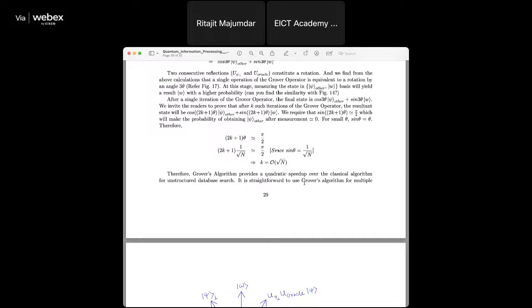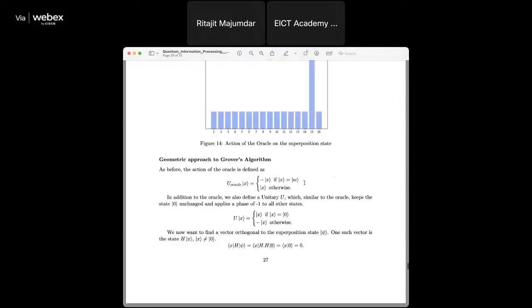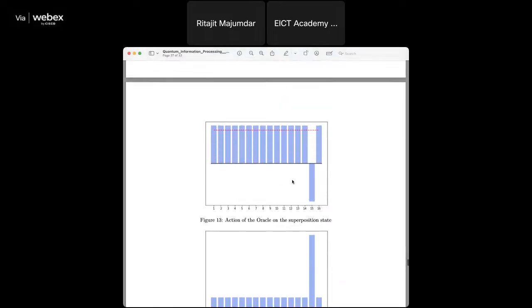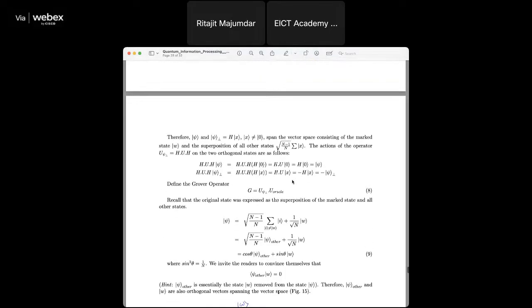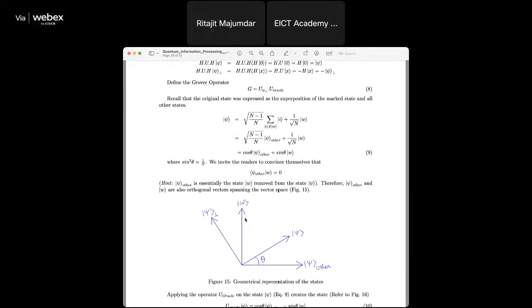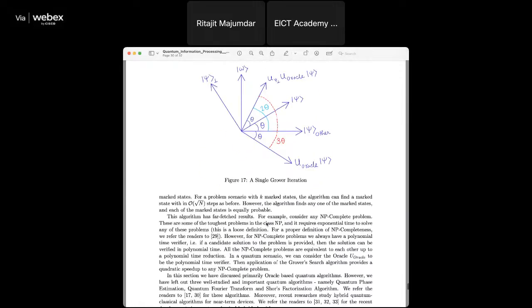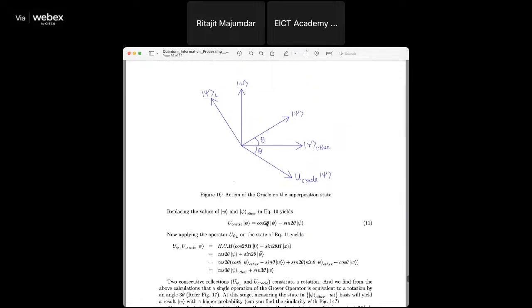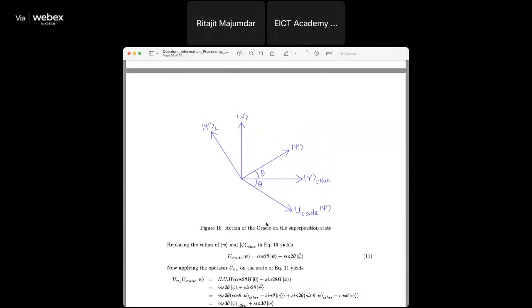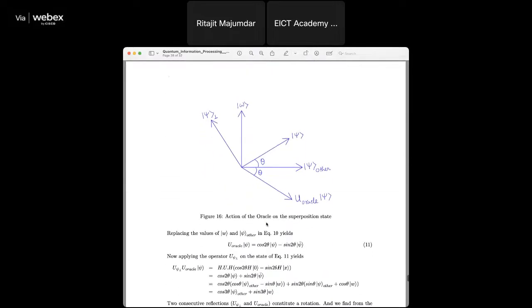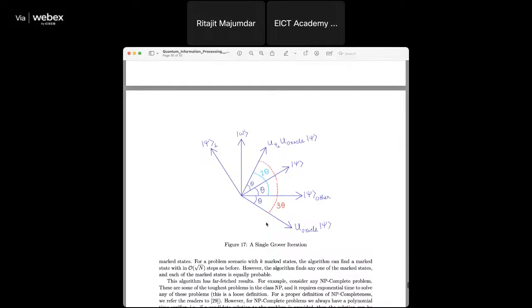So that's how we get that we need to do the rotation root n times, or if you liked the previous picture, we need to repeat this inversion reflection root n times, so that the probability that I get the marked state becomes almost 1. So that's two ways of visualizing Grover's algorithm. Now, you can ask why did you suddenly go from this kind of picture down to this geometrical rotation kind of picture? Because it gives us slightly more information.